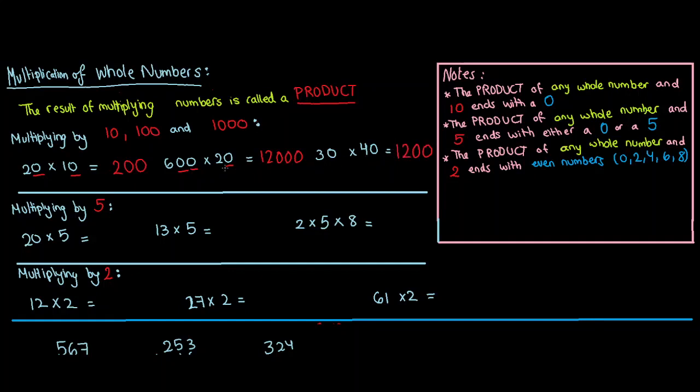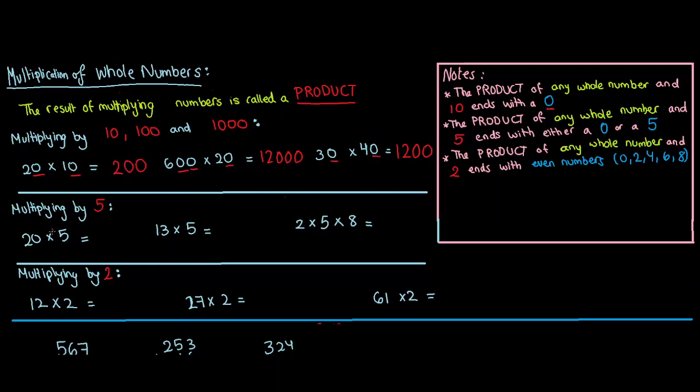So if you noticed here, when we are multiplying by 10, 100, 1000, or any numbers that end with 0, the product, which is the answers here in red, always ends with a 0 or however number of zeros that we have. All you need to do is just count the number of zeros that you have.